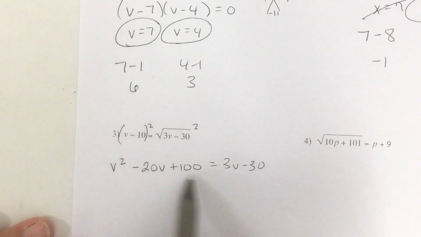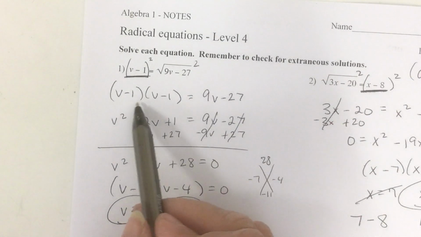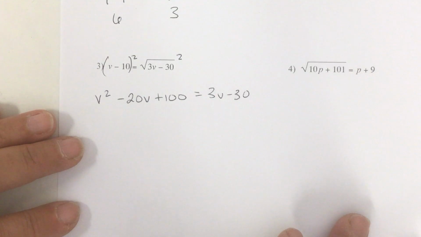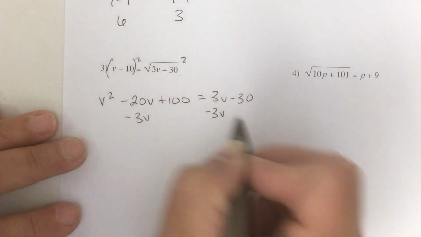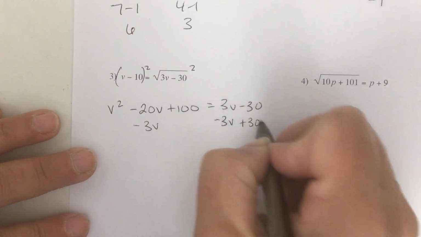And remember, if you can't do this by using the shortcut, then you need to go back and write it out like this, okay? V minus 10 squared would mean v minus 10 times v minus 10, and work it out the long way. Then subtract 3v from both sides because you want to move everything over to where you have the v squared. Add 30 to both sides.